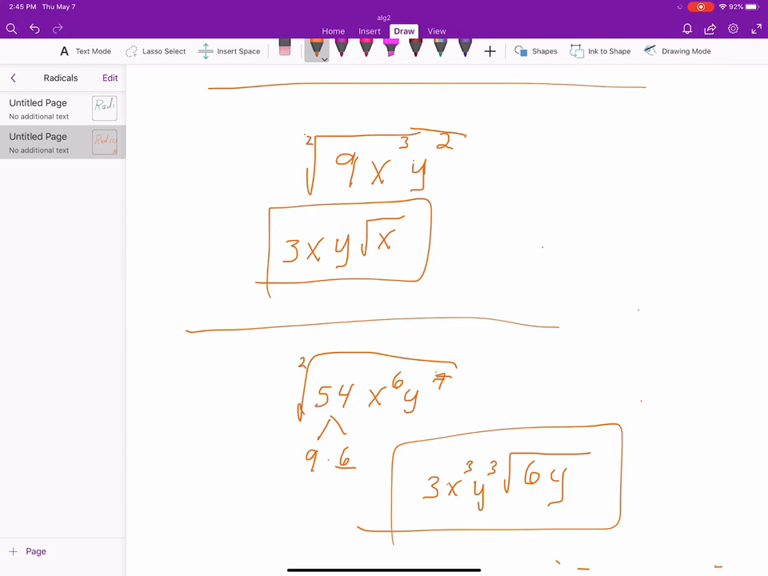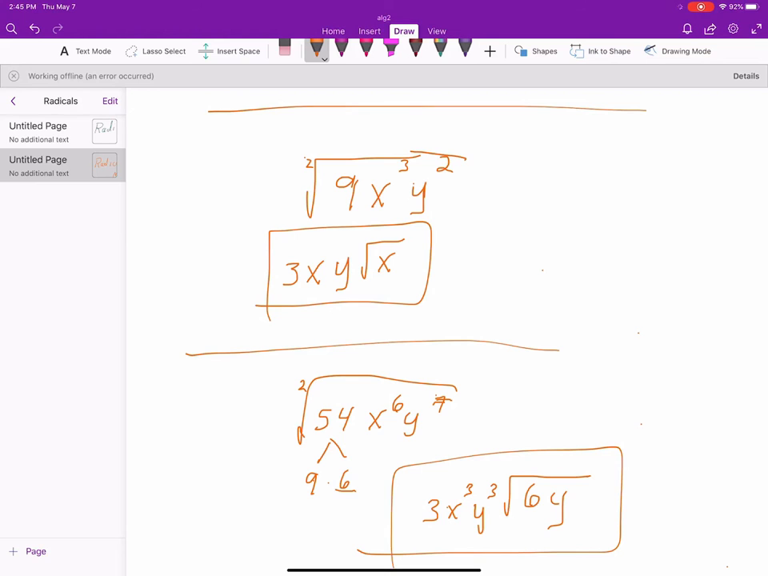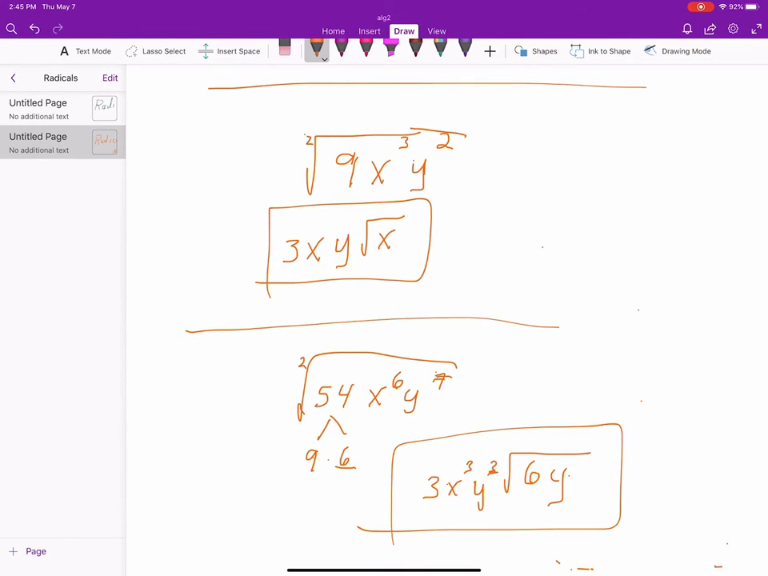Okay, so again, this is a 2. 2 goes into 6. I'm only interested in the powers. Goes into the 6 3 times. That's why I have x to the third out there. 2 goes into 7 3 times. There's your 3 with 1 left over. All right, that's the best way to think about those, is to just think of it in terms of your square root. Okay.